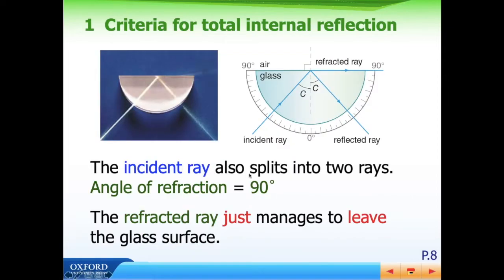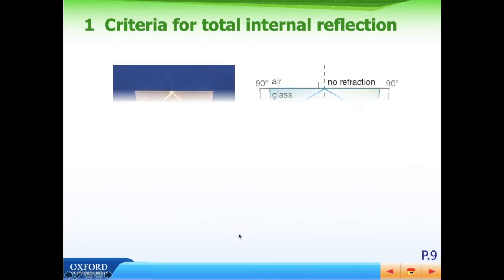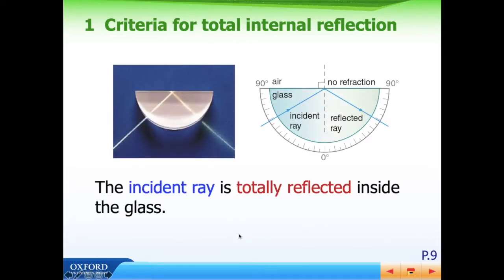Note that the incident ray also splits into two rays when the angle of refraction is around 90 degrees, as shown in this diagram right here. As the refracted ray just manages to leave the glass surface, our incident ray is now going to experience total internal reflection inside the glass. Here, there is no refracted ray present.